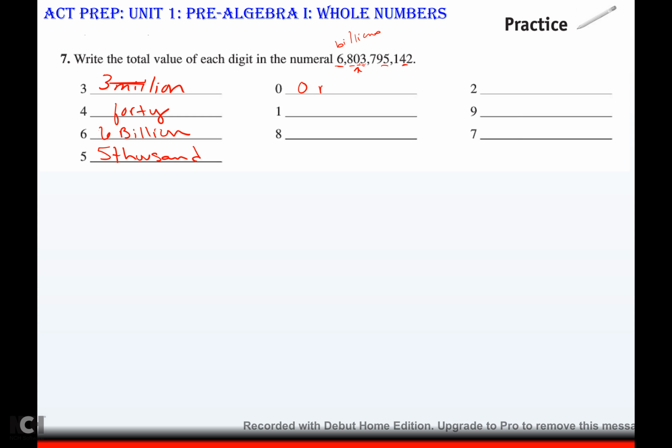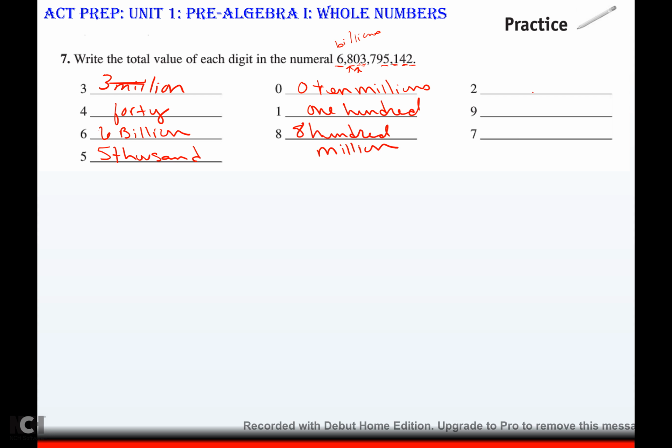0 times 7 would be 0, so it would be 0, yeah, I don't know how you say that, 0, 10 millions. Okay, the 1 is in the hundreds place, so that would be worth 100. The 8 is in the 100 millions place, so that would be 800 million.